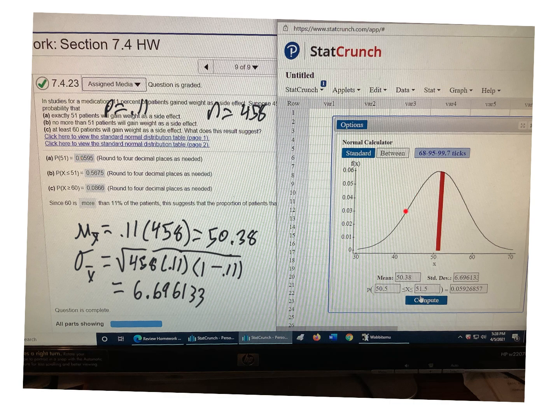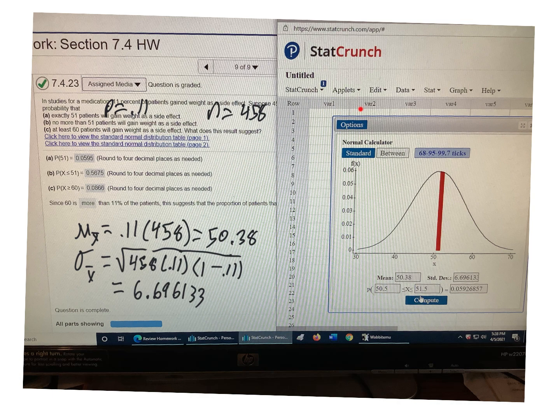Use the normal calculator. First of all, you have to calculate the mean and standard deviation. So the mean would be 0.11 times 458, which is 50.38, which goes here. The standard deviation is the square root of 458 times 0.11 times (1 minus 0.11), which comes out to roughly 6.696, which goes here.